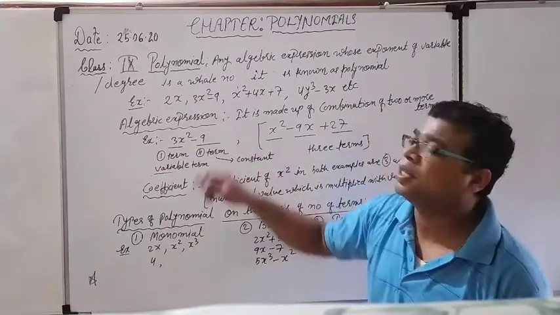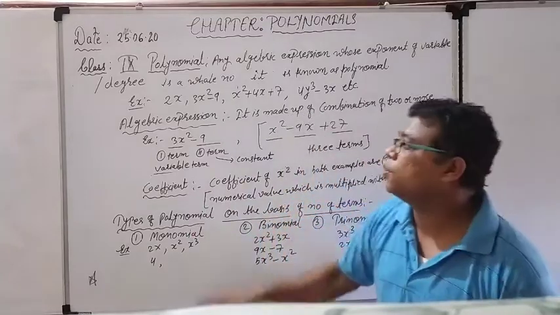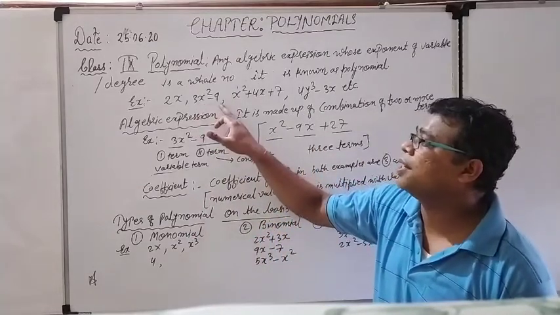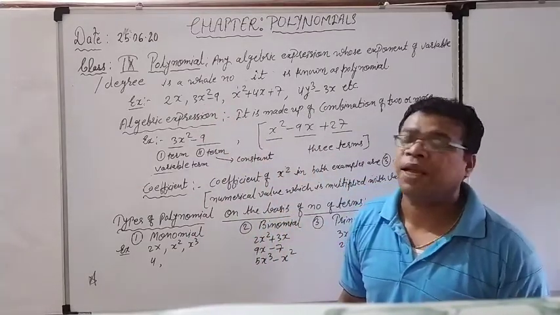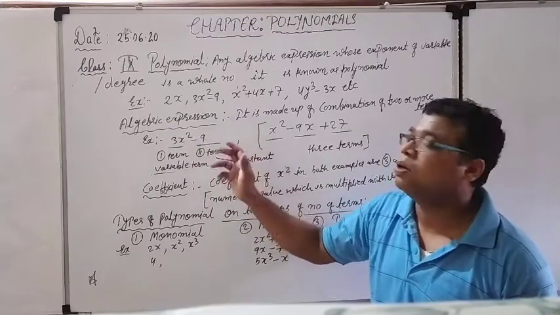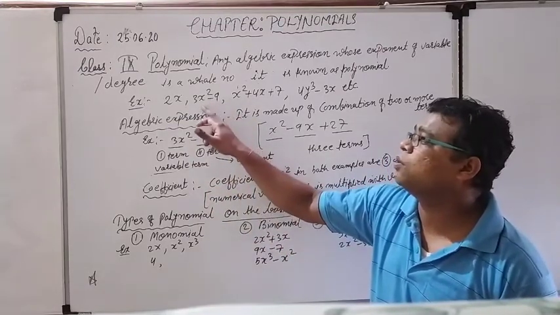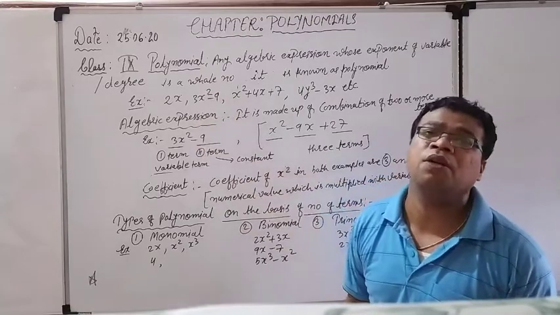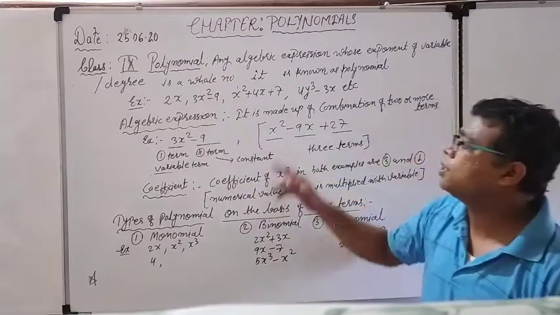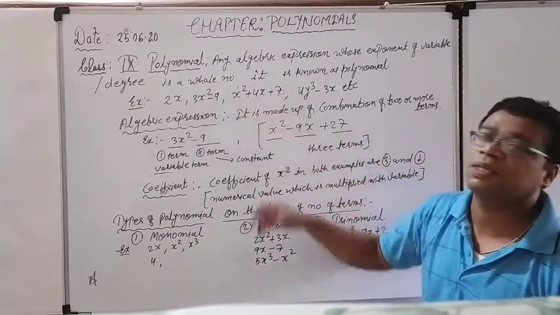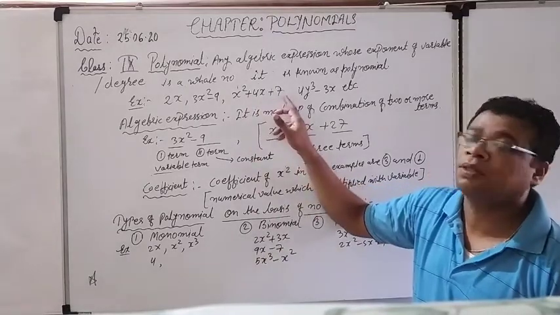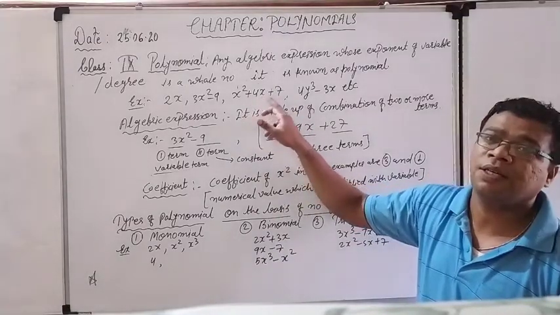See the next example, 3x square minus 9. Here you can see 3x square and minus 9. There are two terms. Right now I will tell you what a term is also. So in 3x square minus 9, there are two terms, and what is the power of the variable? 2. 2 is a whole number. Now see the next example, x square plus 4x plus 7. There are actually three terms. One is x square, second is 4x, third is 7.